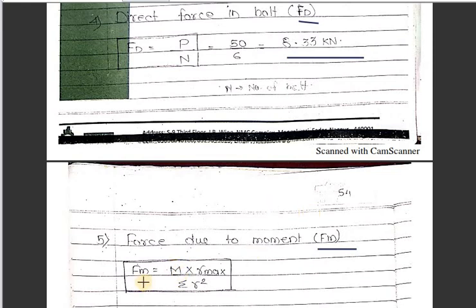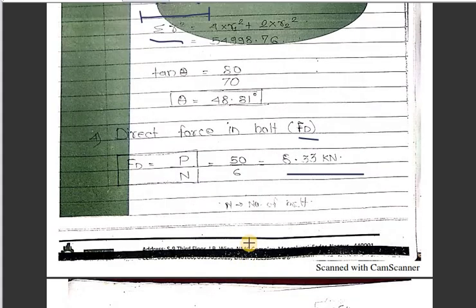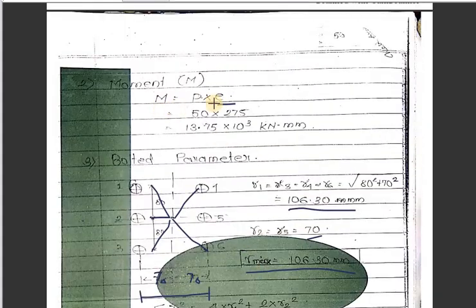The formula for the force on the bolts due to the moment is Fm equals capital M multiplied by R max divided by summation of R square. The formula used for this is M into Rmax, that is the radius of gyration, the maximum distance, divided by summation of R square. What is M? M is the moment, P into E. Already we have taken this M as P into E.